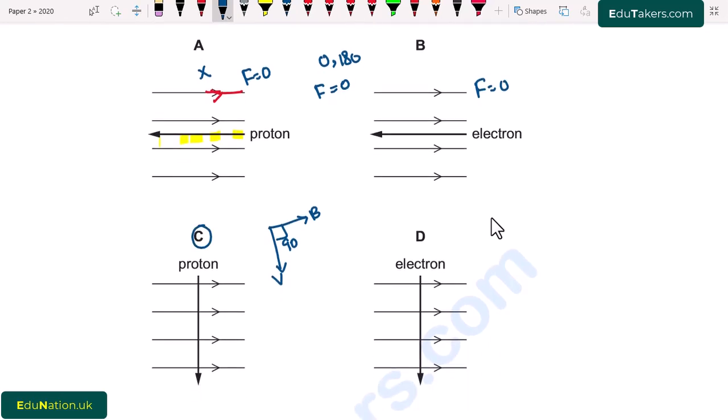In option D, the particle is an electron, and as the charge on the electron is opposite to that of the proton, it means that the force acting on the electron is into the plane. So it is incorrect.